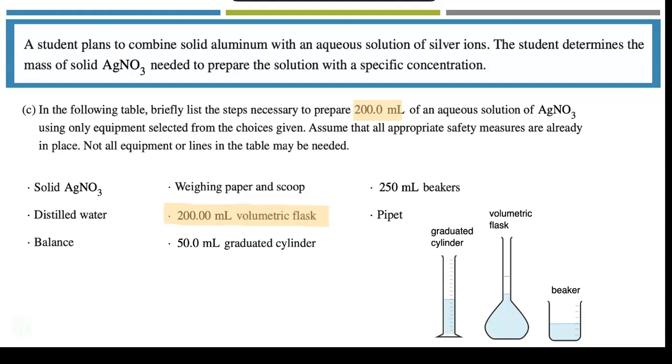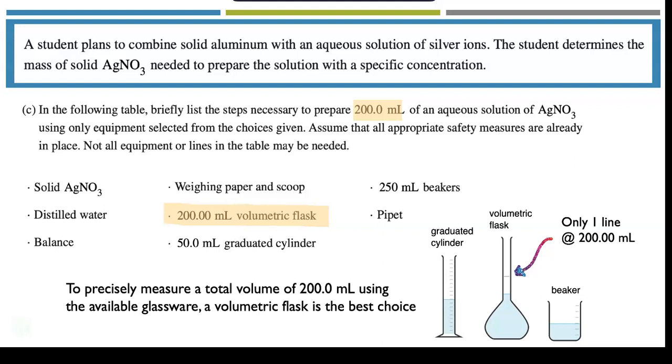The volumetric flask, however, is marked 200.00 milliliters. It can only do that one measurement, but it can do it really, really precisely, and that's really the best choice. Beakers are not a good choice here. You can't have any confidence in that volume measurement. It's going to be off by at least 5%, maybe more.